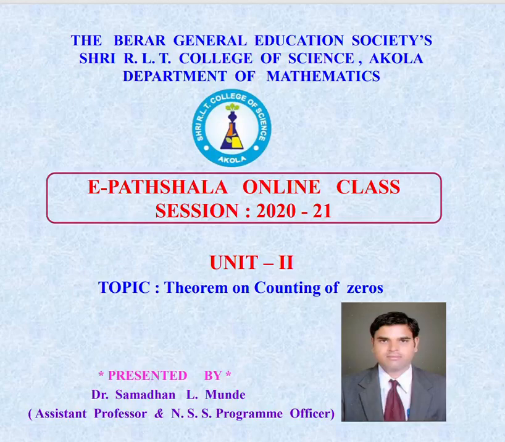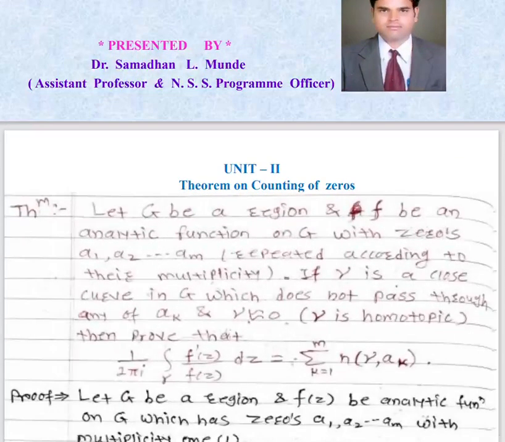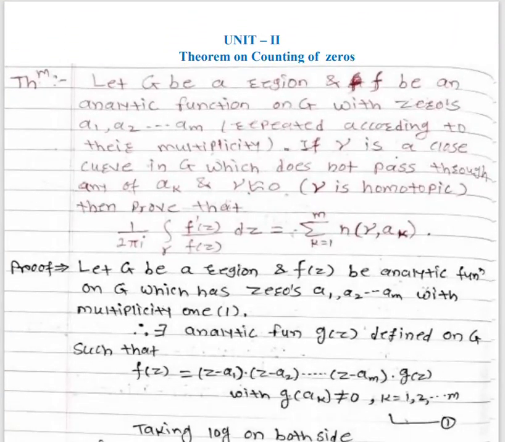In today's lecture we will see the theorem on counting of zeros. First we will see the theorem on counting of zeros. Then we will see a corollary related to counting of zeros. Then we will see some problems on the counting of zeros topic. Okay, so what is the theorem?